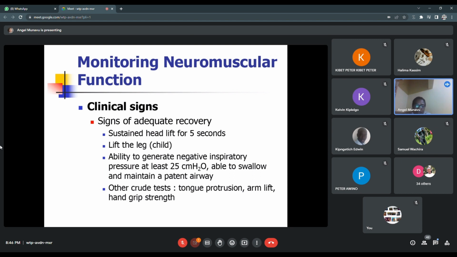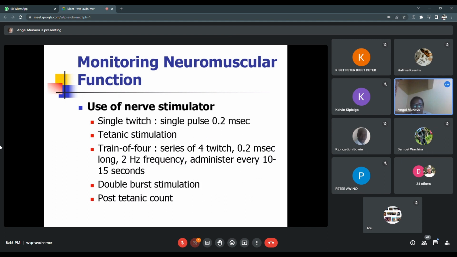And then, of course, there are other crude tests that we use to test whether the patient has reversed from the muscle relaxant. Like you can tell the patient to protrude the tongue, lift your arm, grip my hand. It helps us to know that the patient has worked. Then, of course, there is the use of nerve stimulator. I'll send the notes, you can read, but it's not important. Nobody will ask you about the single twitch.